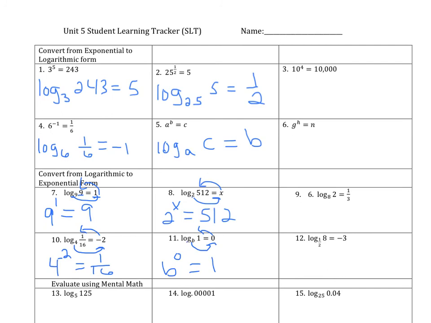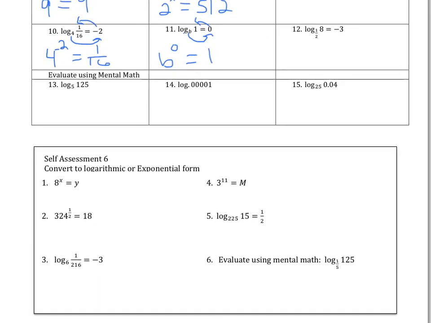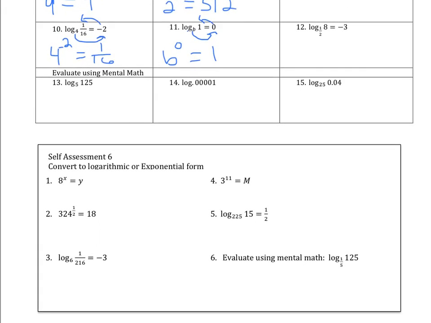Let's take a look at using mental math. I know that's your favorite. So let's go ahead and look at number 13. If we have log base 5 of 125, the base is 5, we know that 5 cubed is 125, so our answer is 3 for the exponent. Go ahead and pause the video and do number 14.